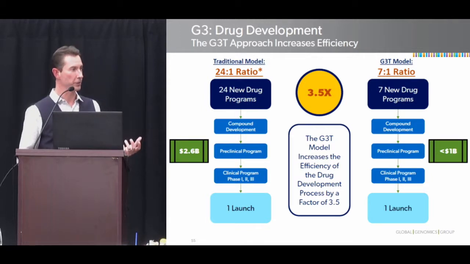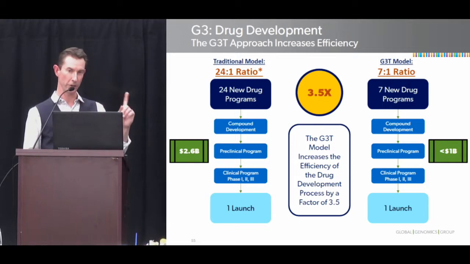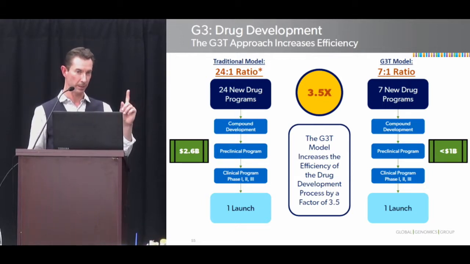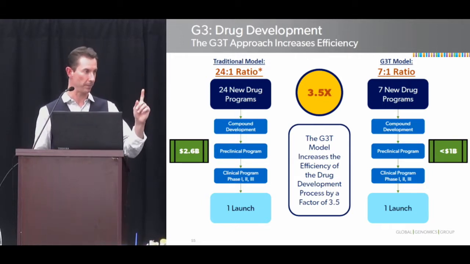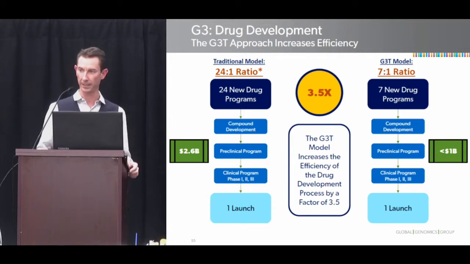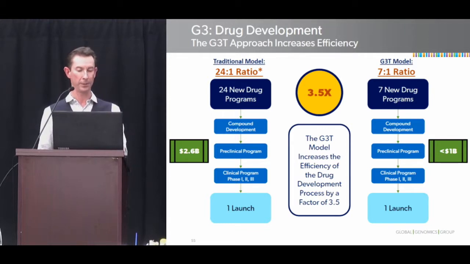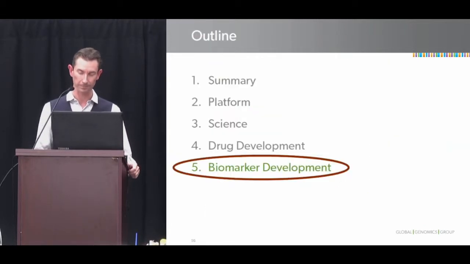If you look at the traditional drug development process today, it takes 24 drug programs to be funded and developed to take one drug to the market. This is why it costs $2.6 billion to get one drug to the market. We've modeled that with our approach, and you change that to about a 7-to-1 ratio, a major portfolio optimization. It's a 3.5x increase in efficiency, and now it takes less than $1 billion to take a drug to the market, and that's our value proposition.